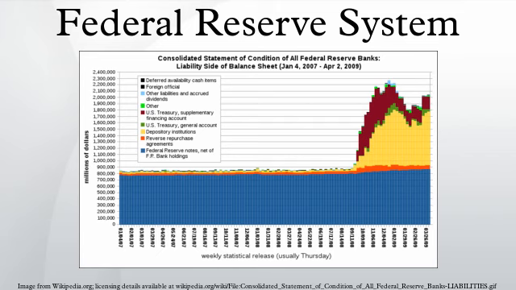From the profits of the regional bank of which it is a member, a bank receives a dividend equal to 6% of its purchased stock. The remainder of the regional Federal Reserve Bank's profits is given over to the United States Treasury Department.